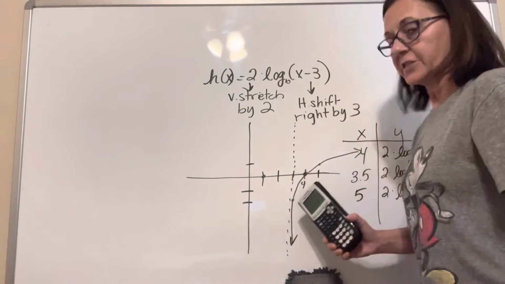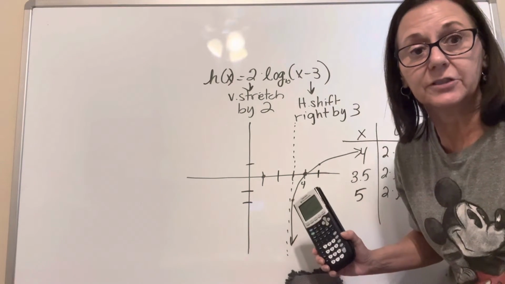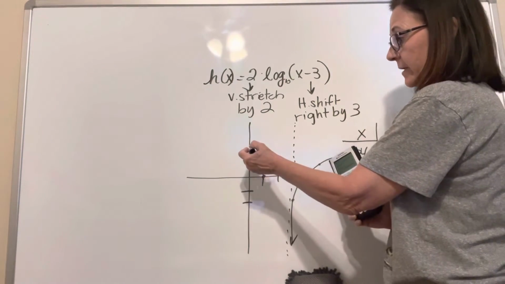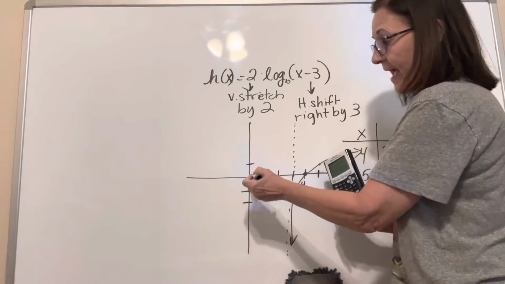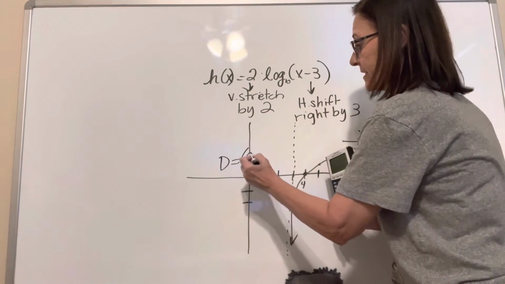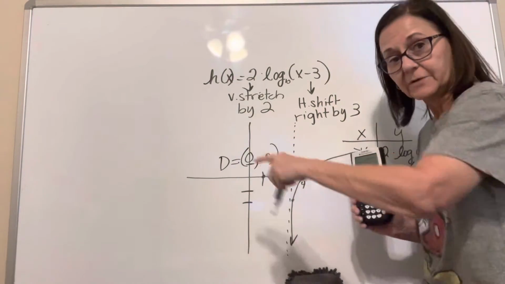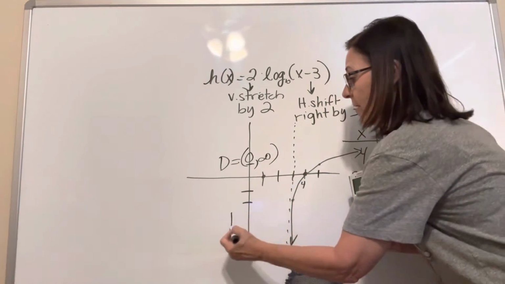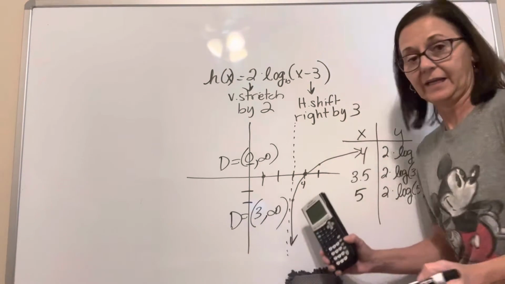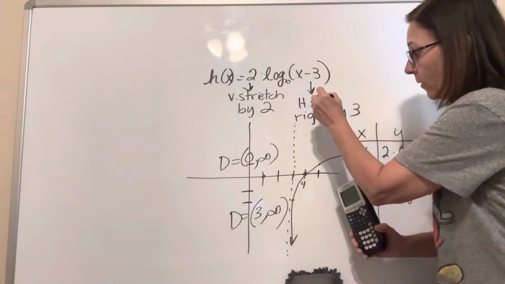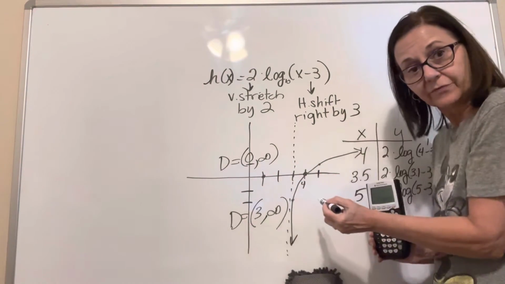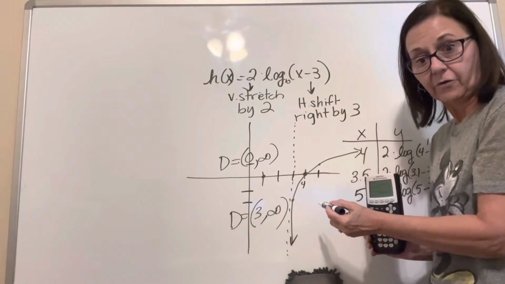something like this, such that my domain has changed. My domain has been shifted, in terms of x. So my domain was, remember, 0 to positive infinity. It's been shifted over 3. Now my domain is going to go from 3 to positive infinity, right? Because when I horizontally shift this key point over, I horizontally shift that vertical asymptote over.